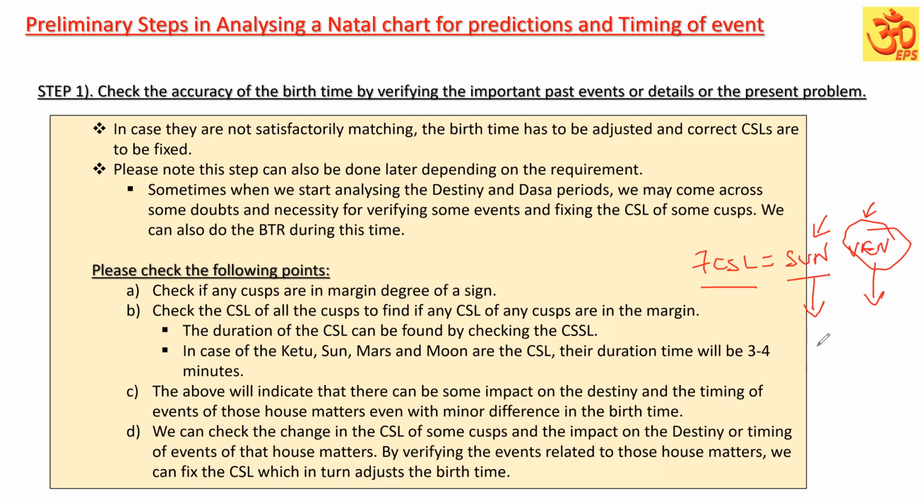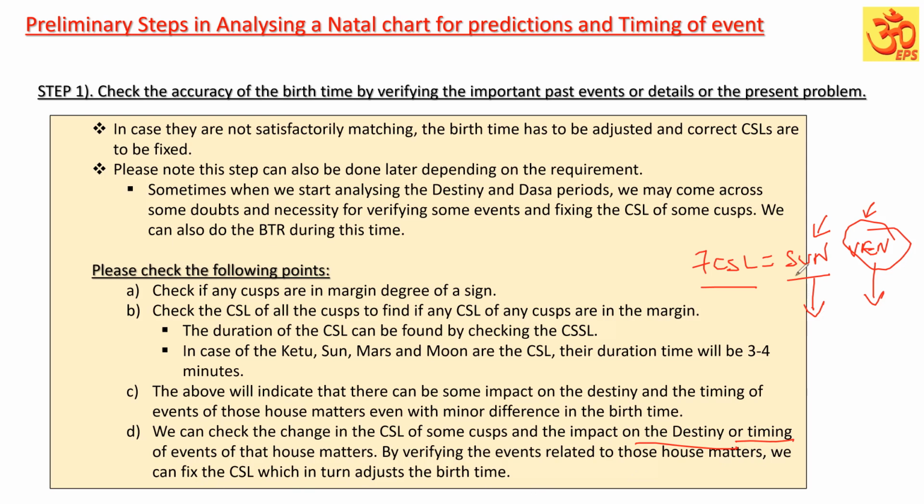When I discuss the timing of events and marriage prospects in the case study, you will understand how far these cuspal sublords of the primary houses are useful. What you have to keep in mind is that just a minor difference in the birth time can have an impact on the destiny or the timing of events of that particular house matter, because here it is marriage. Suppose the 10th house means professional prospects. When we have such doubt, by verifying the events related to those house matters, we can fix the cuspal sublord, which in turn adjusts the birth time.